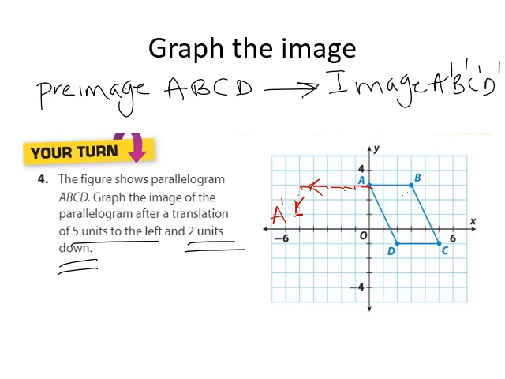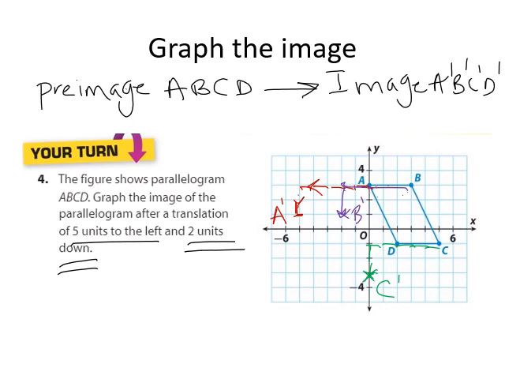So it will go from here till here, and then it will go 2 units down. So this is B prime. Now let's go for C. C also 5 units. So 1, 2, 3, 4, 5, and then 2 units down. So this is C prime at -3.